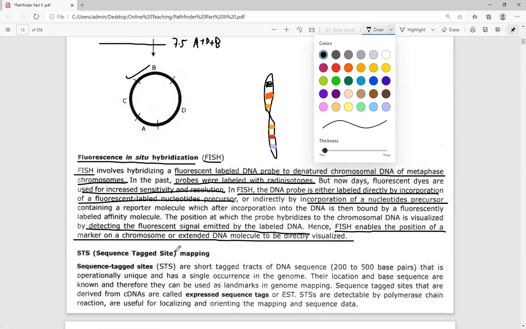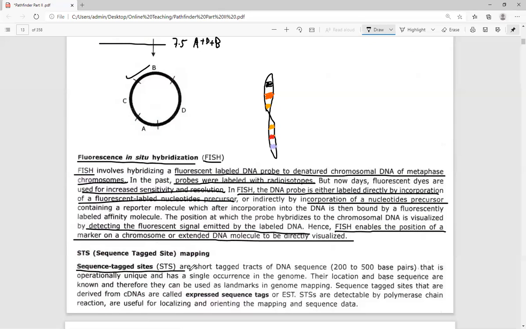Now, what do you mean by sequence tagged site mapping? Sequence tagged site mapping, also referred to as STS mapping, tracks genomic DNA that is operationally unique and has a single occurrence in the sequence of the genome. So there are certain sites which occur only once in our entire genome, and those are referred to as EST sequences, also called expressed sequence tags.